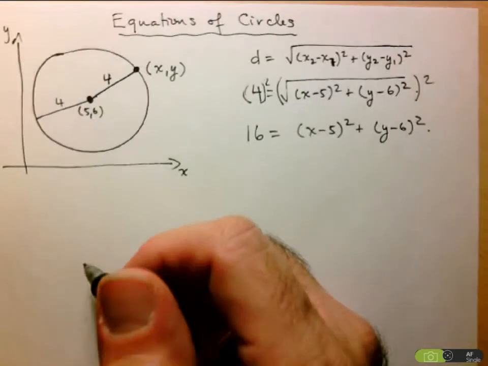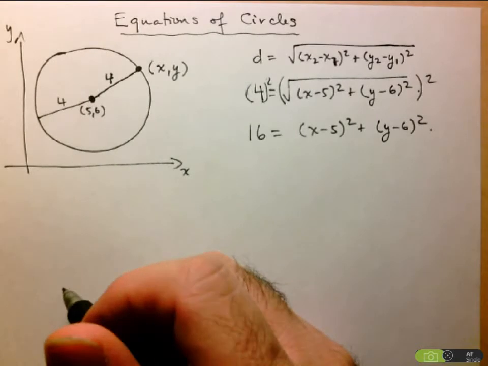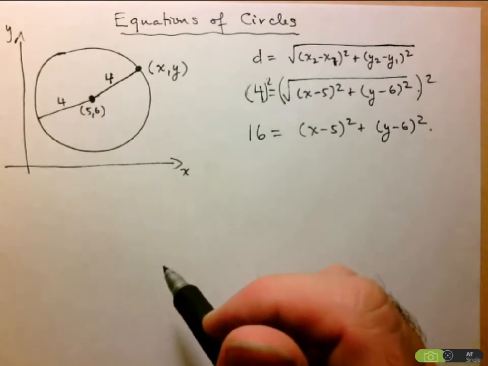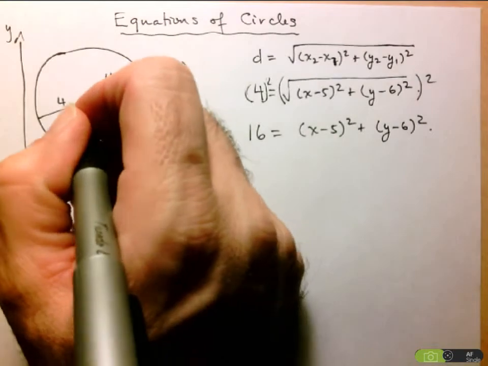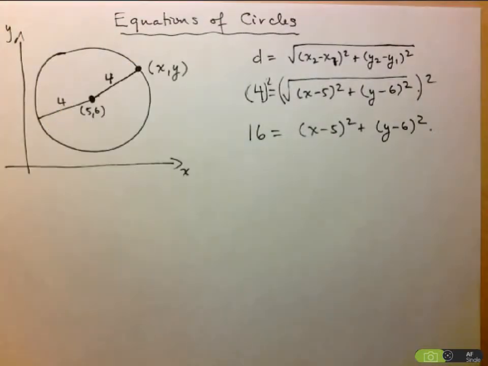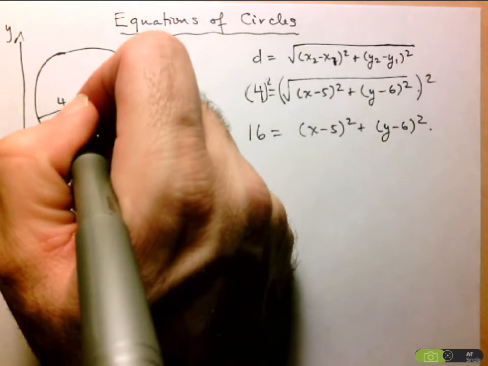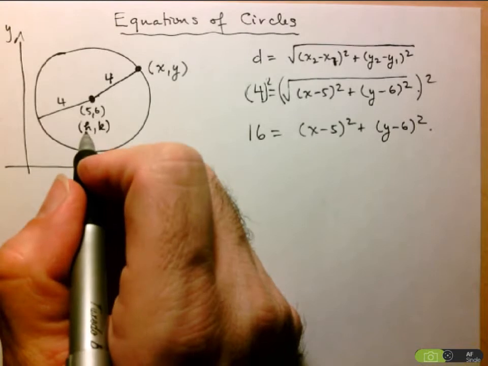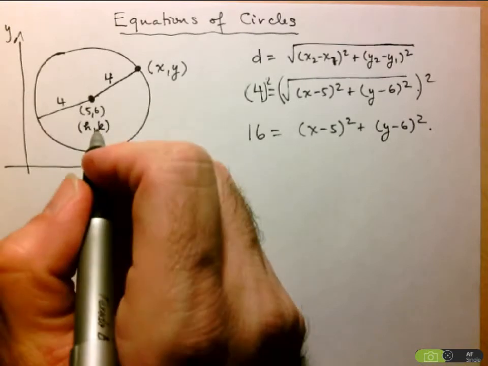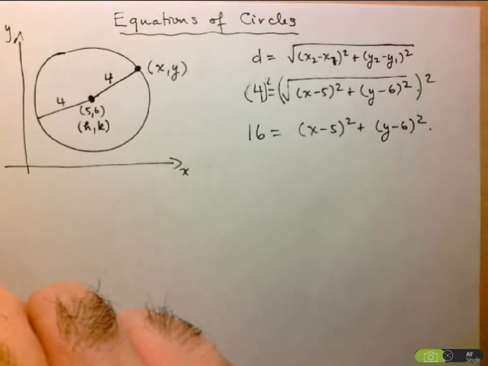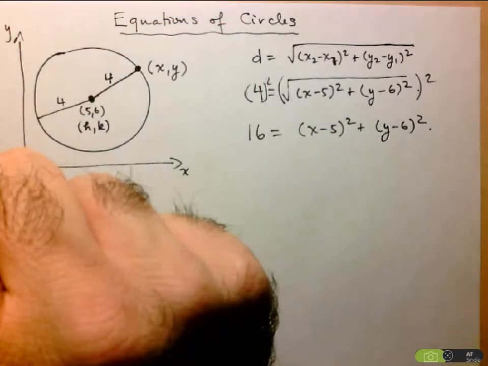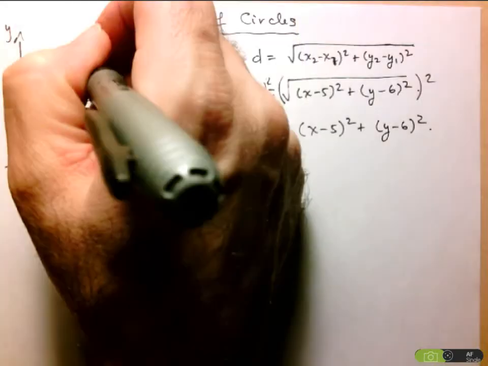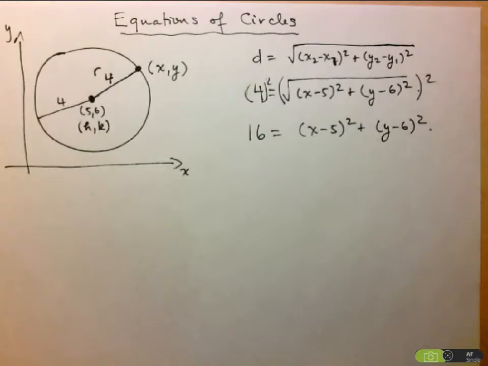Okay, but ideally I'd like to have an equation that works for any circle, so with any center and any radius. So instead of working at the specific center 5, 6, let me use unknowns to describe any center. And the letters we're going to use are h and k. So h will always represent the x component of the center, k will be the y component of the center. And instead of working with a specific radius of 4, I'm just going to use a variable radius r.